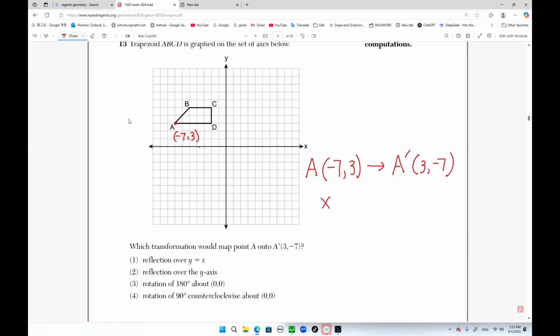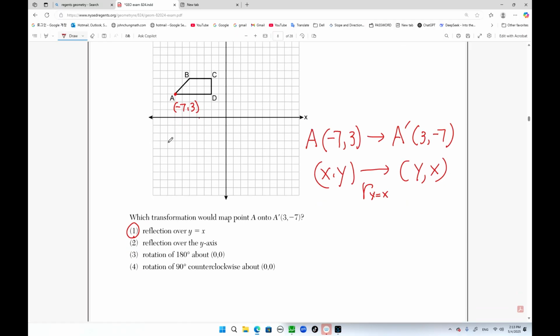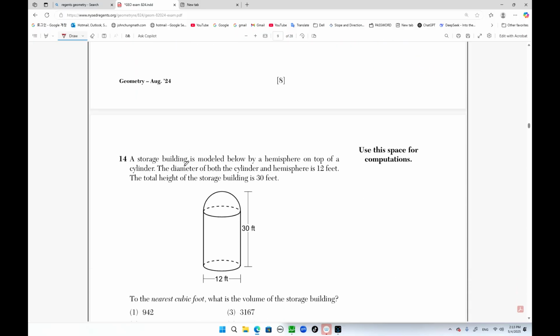X and Y switch. This is XY. The other one is YX. When you switch X and Y, okay, swap the X and Y, that is what? Reflection over y equals x. X changes to Y, Y changes to X, okay? Option 1 is the answer. So number 4.